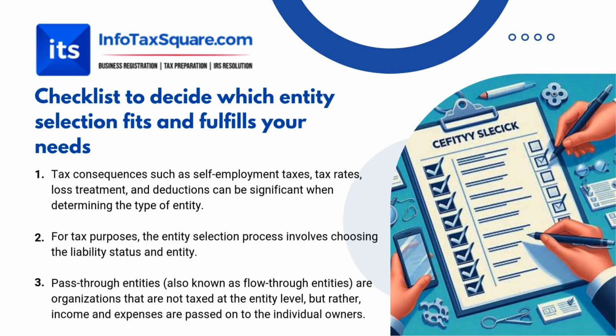Checklist to decide which entity selection fits and fulfills your needs. Number 1. Tax consequences such as self-employment taxes, tax rates, loss treatment, and deductions can be significant when determining the type of entity. Number 2. For tax purposes, the entity selection process involves choosing the liability status and entity. Number 3. Pass-through entities, also known as flow-through entities, are organizations that are not taxed at the entity level, but rather, income and expenses are passed on to the individual owners.